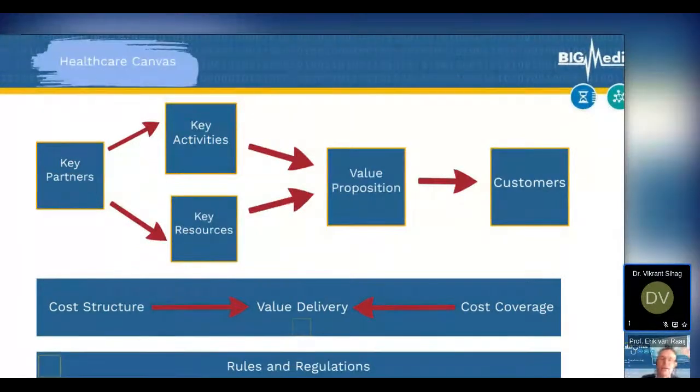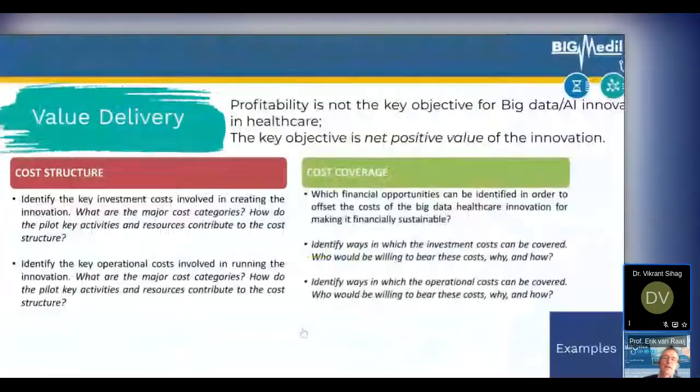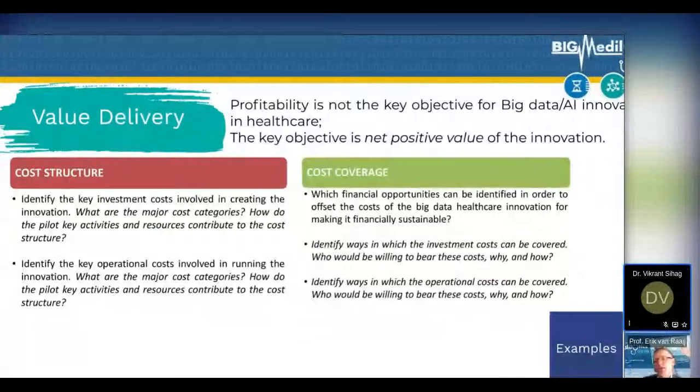So finally, the value delivery part, where we asked all the pilot teams to think about cost structure and cost coverage. Now, this is specifically a part where there's also a lot of confidential information shared with us, and we will not share it here, but we will again try to give you an overall picture of what the pilot teams thought about and considered as they were filling out these business model healthcare canvases. So for the cost structure, the key investment costs in creating the innovation and the key operational cost for running the innovation.